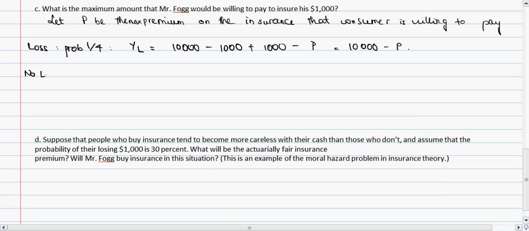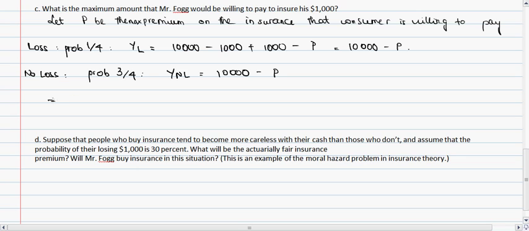Now in the case of no loss, with the probability of 3/4, income is going to be 10,000. He doesn't lose anything, therefore he doesn't get anything back from the insurance company. However, he will still have to pay the premium on the insurance, which is P.